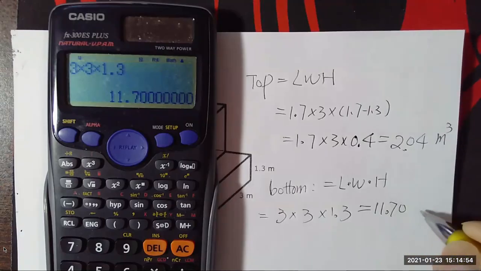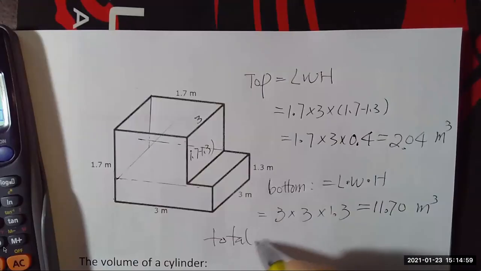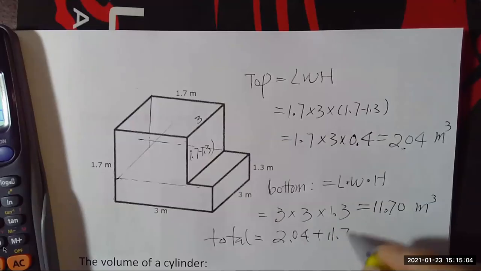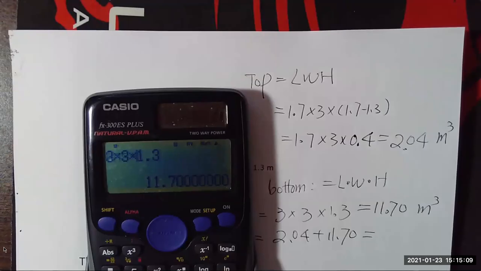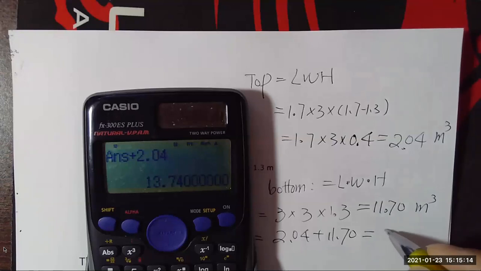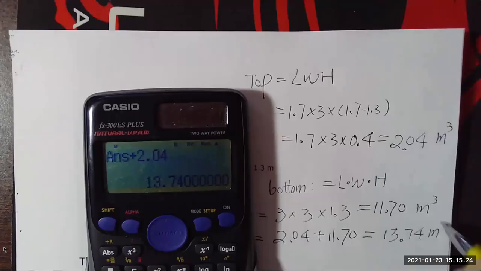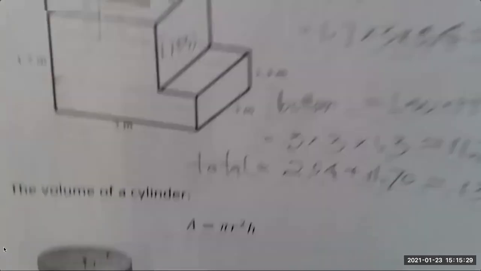11.70 cubic meters. Now the total, I will just add them together. 2.04 added to 11.7. Let's see, I just add 2.04 to it. So 13.74 cubic meters. That's it. And just be careful to use that divide and conquer strategy. Now next one, we just have 2 more.